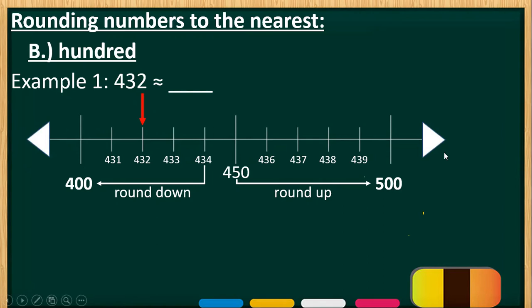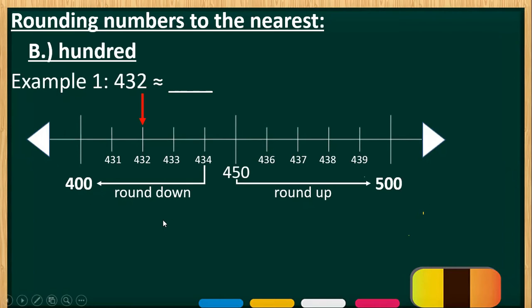We have a number line here again, and then we have 400 to 500. We have 431, 432 until 439 here, and the red arrow is the 432. What will be the correct answer? Is it 400 or 500? 400.